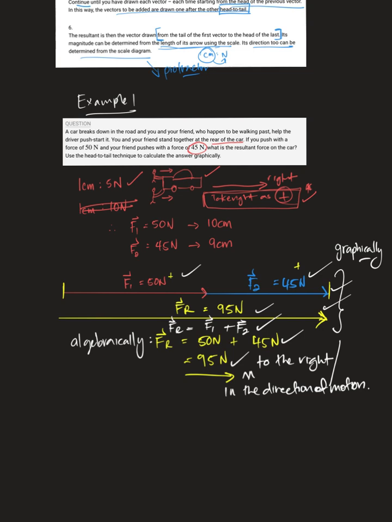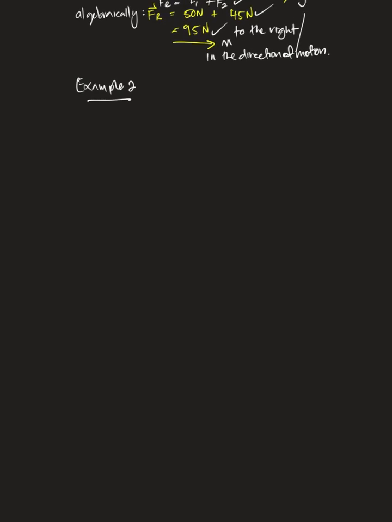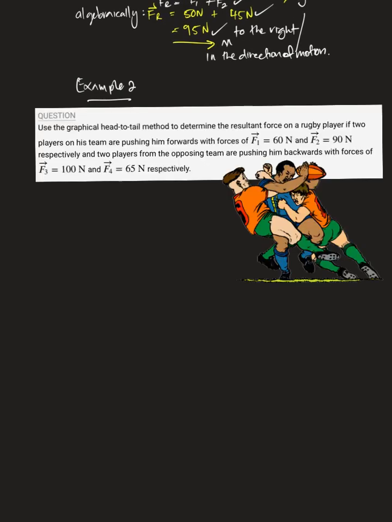I'm going to look at another example that's a little bit more intense. Please make sure you write down the question. So we're looking now at example 2. Right, let's have a look here at example 2. So let's close this a bit. Right, I've got your example 2, and it says here, use the graphical head-to-tail method to determine the resultant force on a rugby player. If two players on his team are pushing him forward with forces F1 equal to 60 newtons and F2 equal to 90 newtons, respectively, and two players from the opposing team are pushing him backwards with a force of F3 100 newtons and F4 65 newtons.